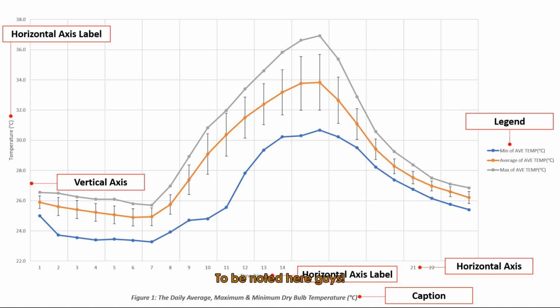To be noted here, guys. When writing about tables or charts, you are unlikely to need axis labels, but you must include a caption and legend. This helps readers to understand the data that you are writing about. It also helps to support the credibility of your argument or report by showing that you have a good knowledge and understanding of your subject.